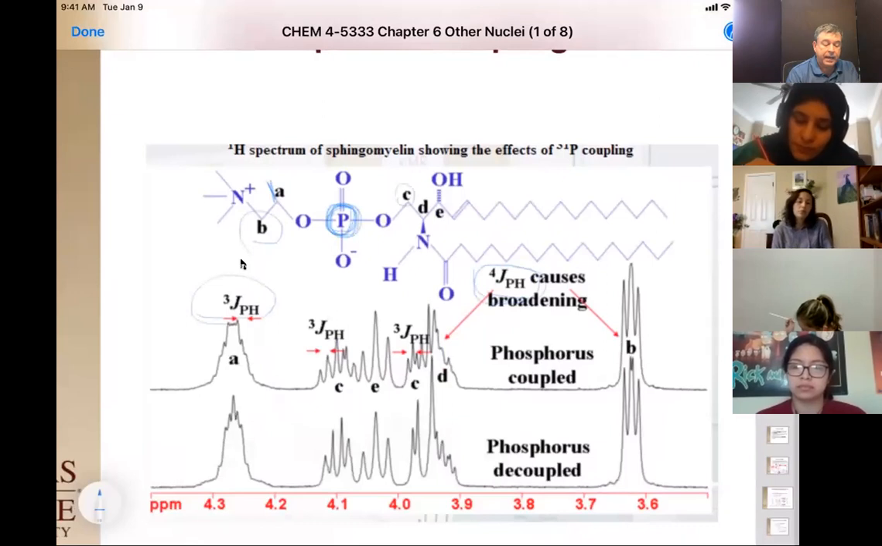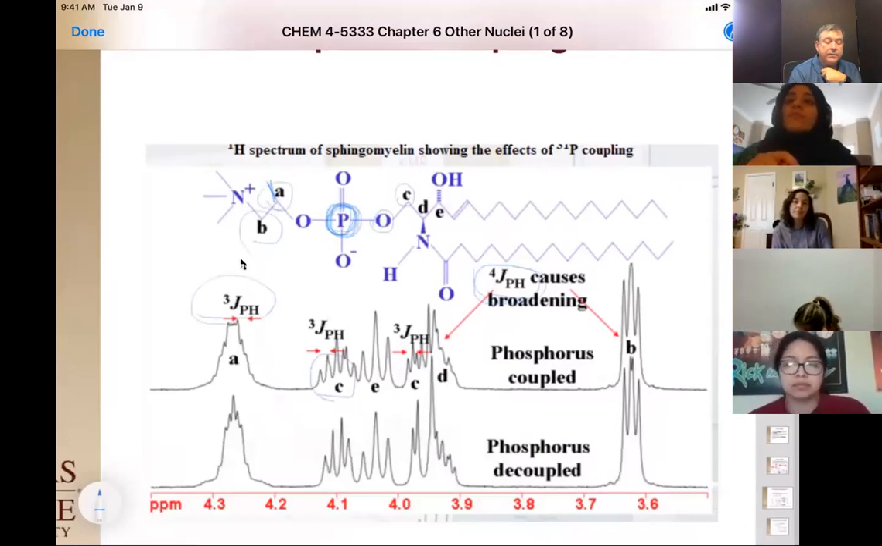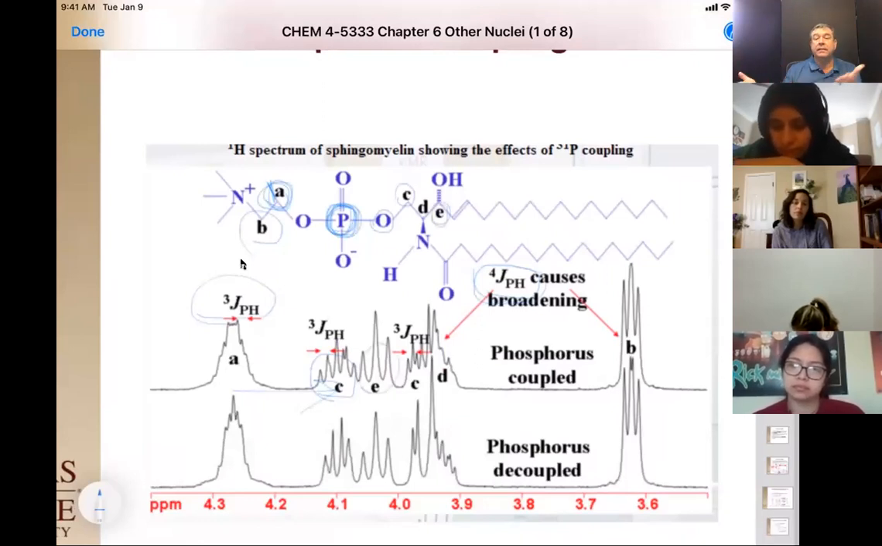This C has a three bond coupling constant, but notice it has a different shift because this C is bonded to an oxygen, a nitrogen is on the next atom, and then a hydrogen's over here. So that's significantly different than this one here. It's actually got a significant shift from that. And then E is way over here and has zero phosphorus coupling. It's too far over. That's five bonds over.